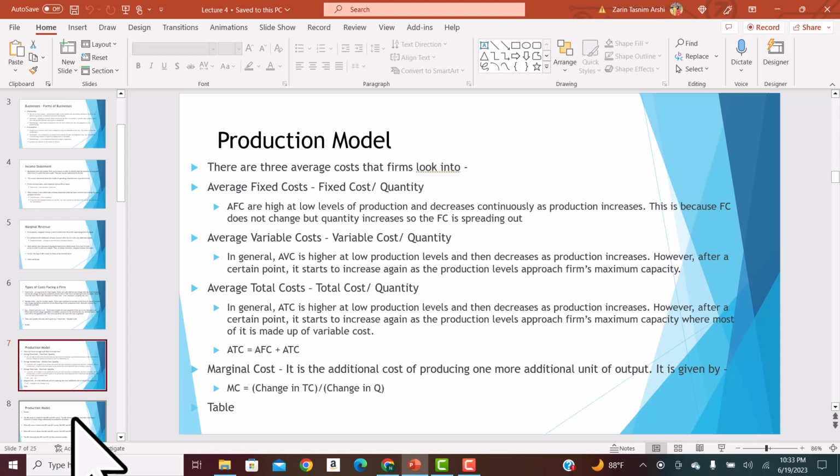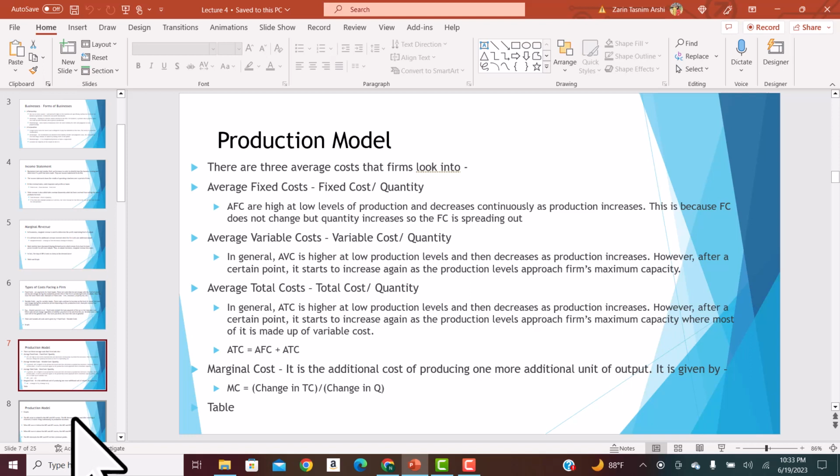So in this slide, you will see the formula for the different types of average fixed cost, average variable cost, average total cost. You do not have to memorize the slides again. These will be available to you, so you can write it in a notebook when you're taking an exam and just look at these formulas.